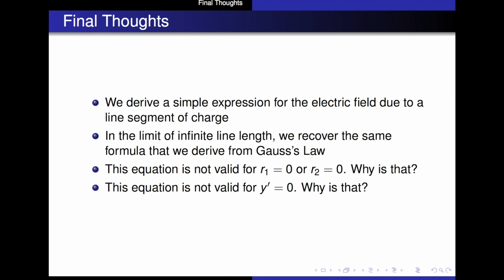So, a few final thoughts. We derived a simple expression for the electric field due to a line segment of charge. And in the limit of infinite line length, we recover the same formula that we derived from Gauss's law for an infinite line of charge. So a few things for you to think about. This equation is not valid for R1 equals 0 or R2 equals 0. So why is that? And it's also not valid for y prime equals 0. So why is that?